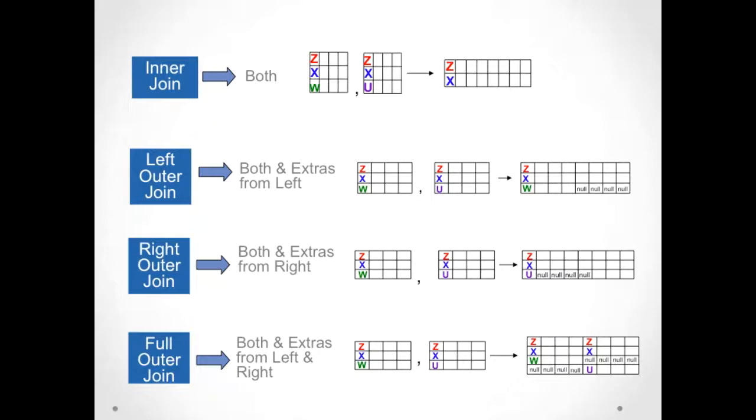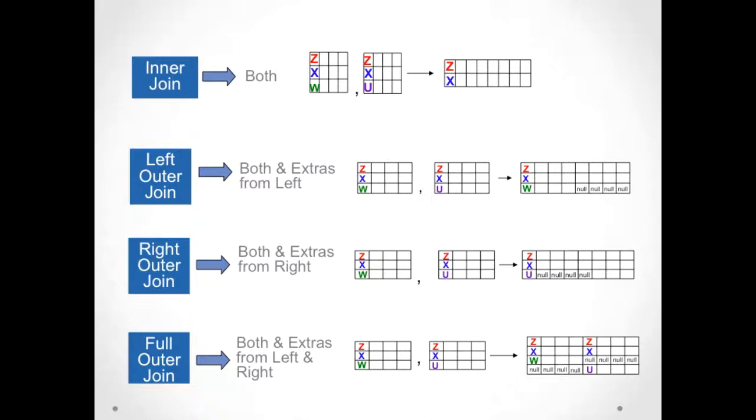Okay. A right outer join is just the opposite. I've got Z, X, and W on the left, and on the right-hand table is Z, X, and U. Since I'm doing a right outer join, I'm going to have the records from Z, X, and U, and I'm not going to have any W's in there. And since the left table didn't have U, those columns from U are going to be null.